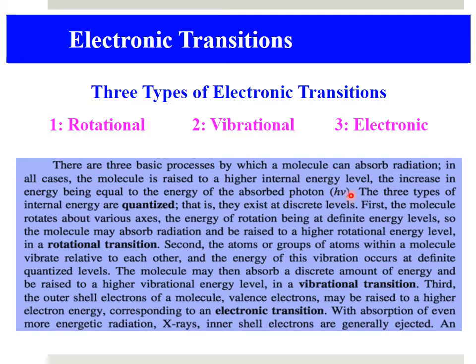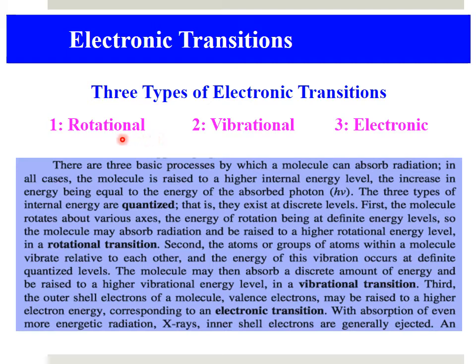In a molecule we have different energy levels: electronic energy levels, vibrational energy levels, and rotational energy levels. As we will see shortly, within an electronic energy level we have vibrational energy levels, and within a vibrational energy level we have rotational energy levels. Transitions can occur from one electronic level to a higher electronic level, from one vibrational level to another vibrational level, or from one rotational level to another rotational level.